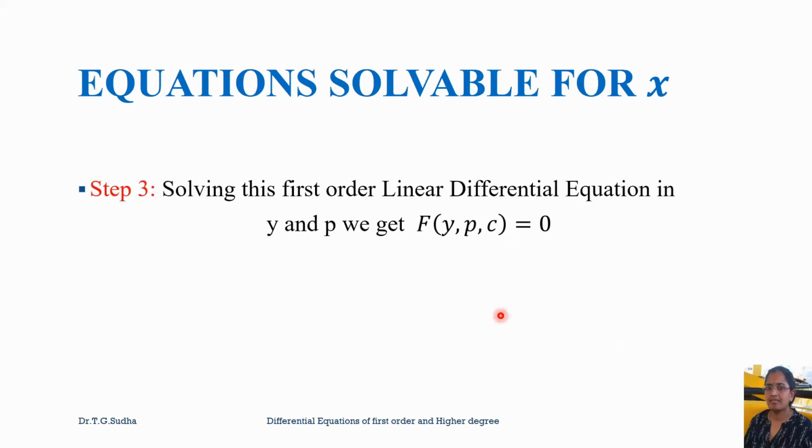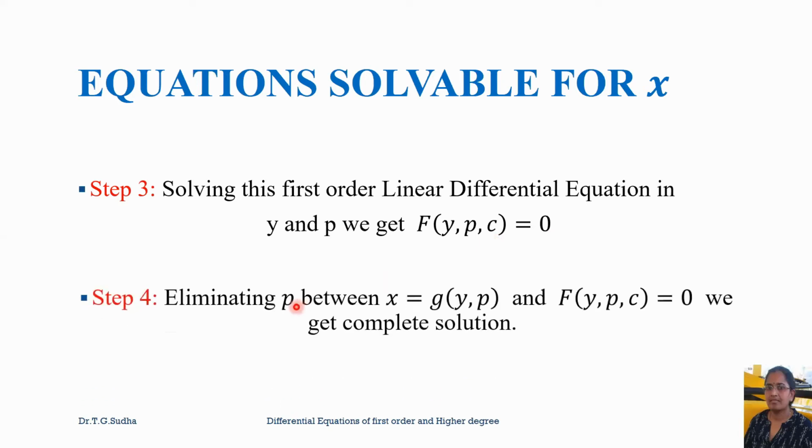In the third step, we solve the first order linear differential equation thus obtained in step 2, which is in the variables y and p, and we get a solution f of y comma p comma c equal to 0, where c is the constant of integration. In the fourth step, we eliminate p between the two equations, that is the given equation x is equal to g of y comma p, and the solution thus obtained in step 3, that is f of y comma p comma c equal to 0, we get the complete solution.